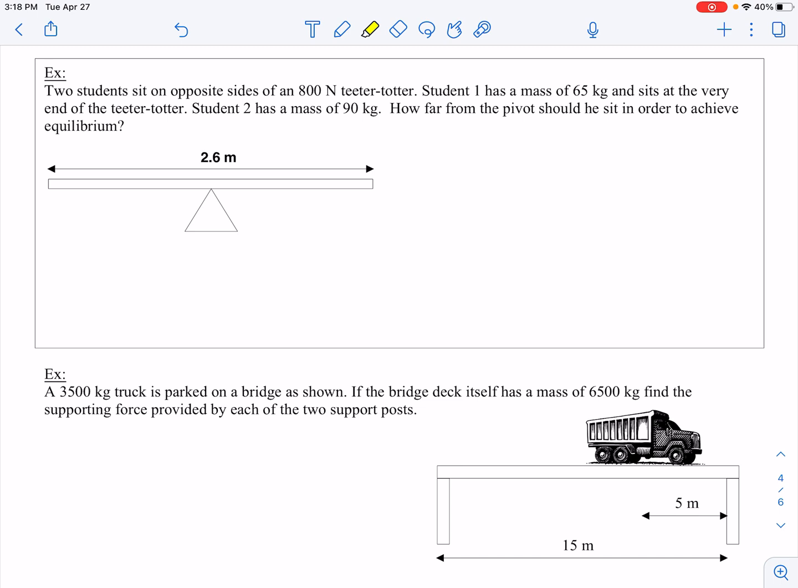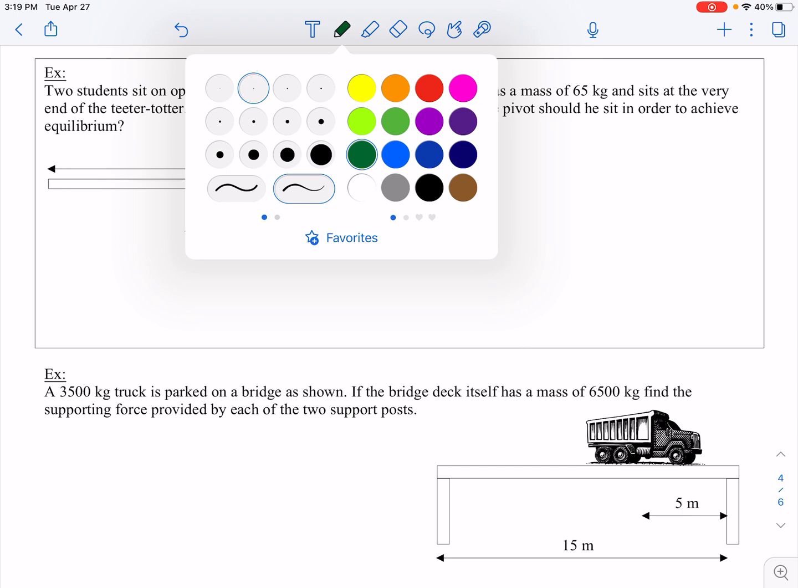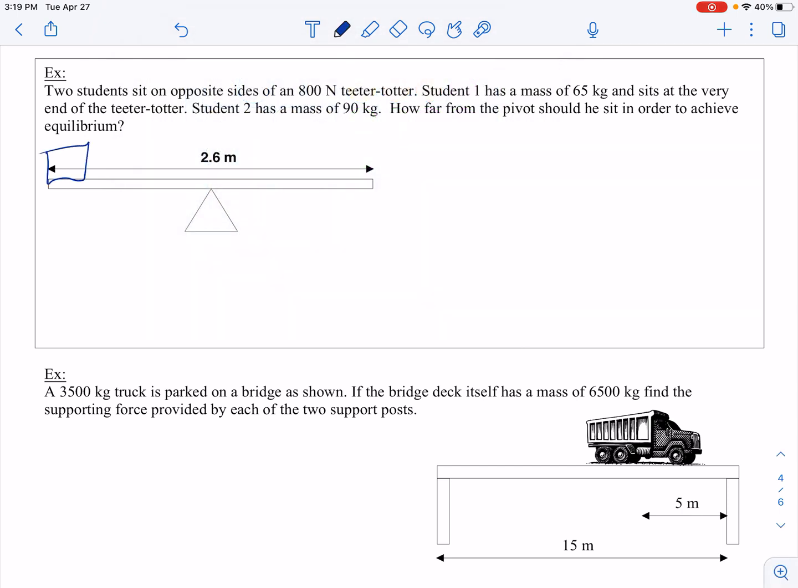Okay, another seesaw question, getting a little more in depth with this one. We have two students, sitting on opposite sides of an 800 newton teeter-totter. So, a key thing: this is not a seesaw that has negligible mass. Student 1 is sitting on one side and has a mass of 65 kilograms. Student 2 has a mass of 90.